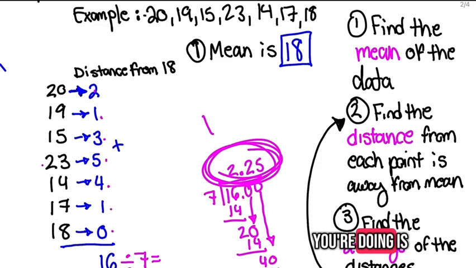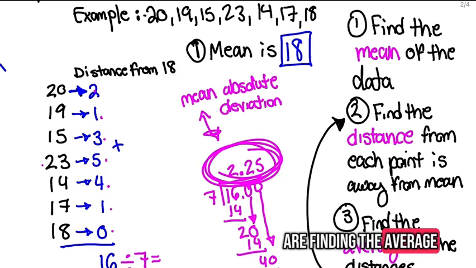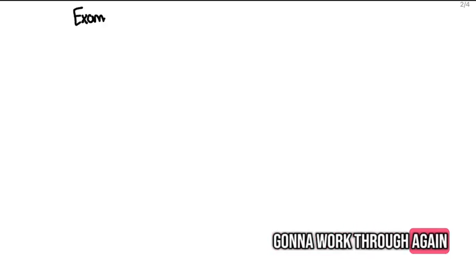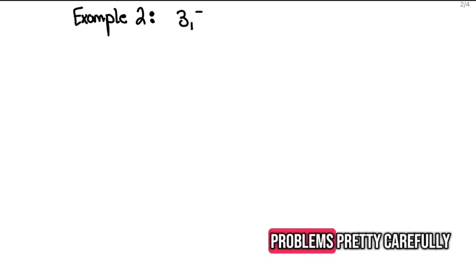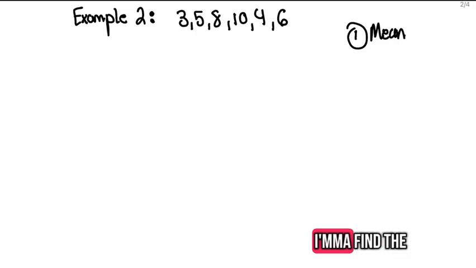So basically what you're doing is finding the average of a set of numbers, seeing how far away each is from the average, and then finding the average again. I'm going to do another set of problems, same steps, different set of numbers, and we're just going to work through them again. If you have the notes, you might need to look at those past two problems carefully. Let's say we have 3, 5, 8, 10, 4, and 6. First thing to do is find the mean of all those numbers by adding them all up.